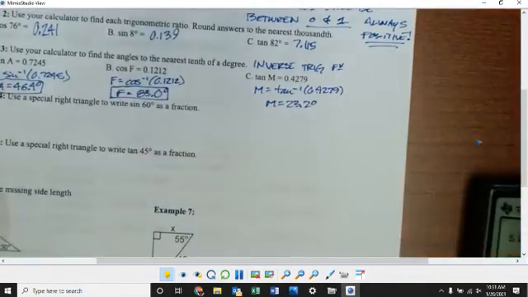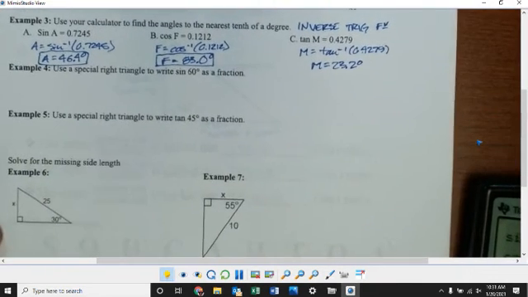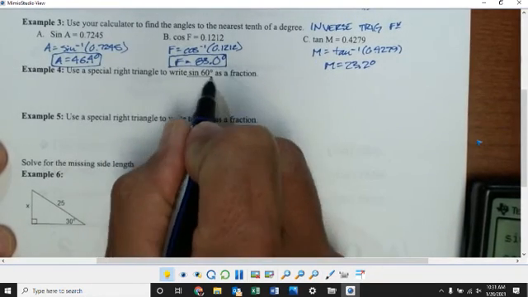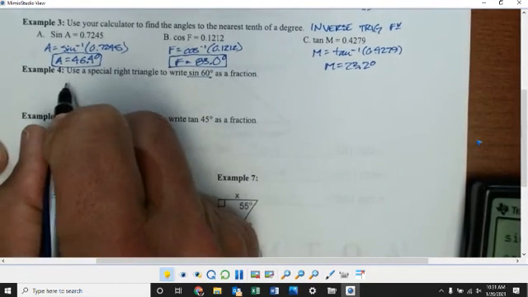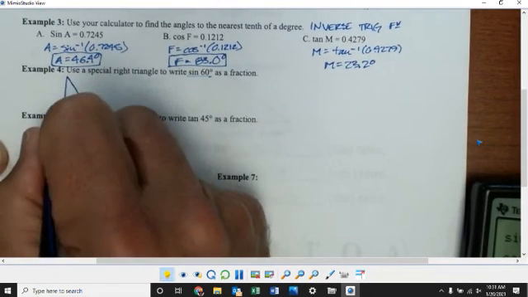All right, so if you're given the angle, to find the side, you use the trig function. If you're given the sides, to find the angle, you use the trig inverse function. So now let's refer back to special right triangles and see what these look like. We want to write sine 60 as a fraction. Well, we've got to create a 30, 60, 90 triangle.